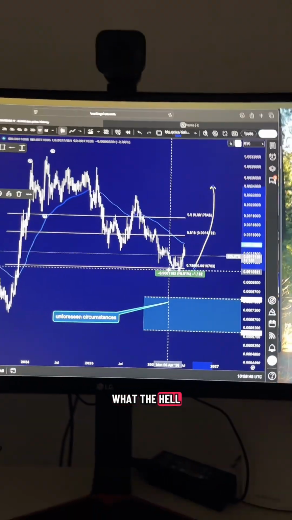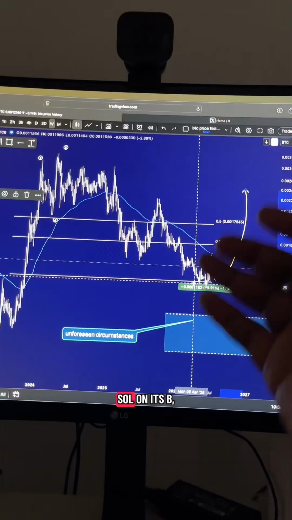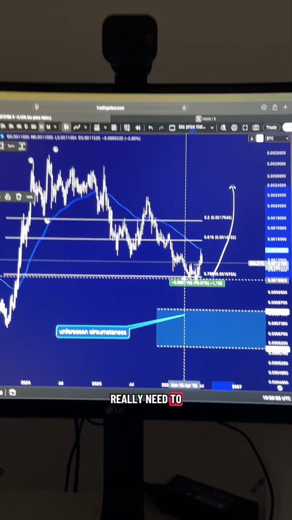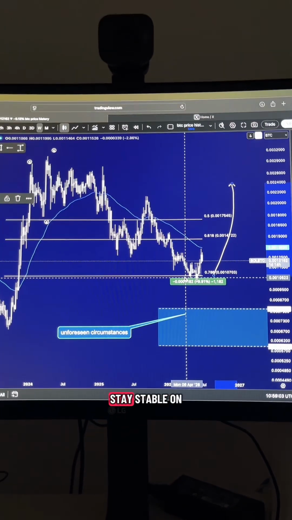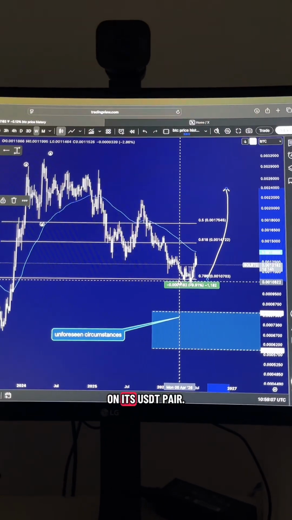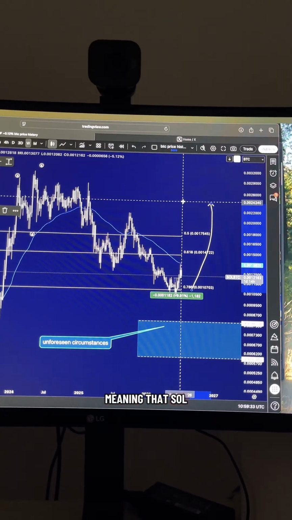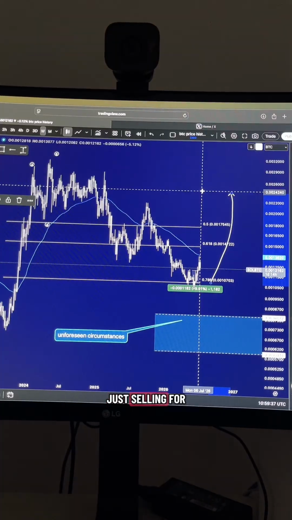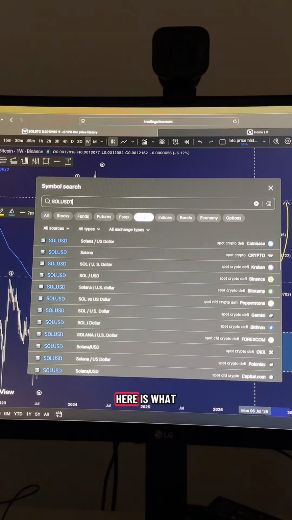Now, what would this mean for the Sol USDT chart, you might ask? Because this is Sol on its BTC pair. Of course, it's also possible, and this is something we really need to note here, that Sol can go up or stay stable on its BTC pair and actually plummet on its USDT pair. That, of course, will show us a deviation, meaning that Sol to BTC holders are actually confident in their holdings while retail is just selling for cheap dollars.